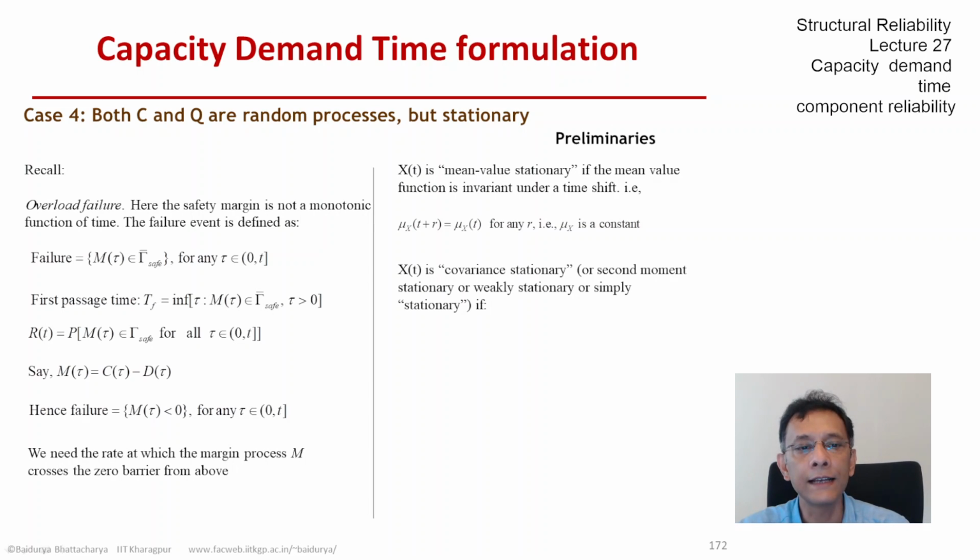So this gives us the idea that we could have the process being covariance stationary, also known as second moment stationary or weakly stationary. In many cases, we just use the words stationary and covariance stationary interchangeably. A process is covariance stationary if the autocovariance function is invariant to the same time shift that we just mentioned. So if the autocovariance function at s comma t is the same as at s plus r comma t plus r, for any r, then the process would be covariance stationary.